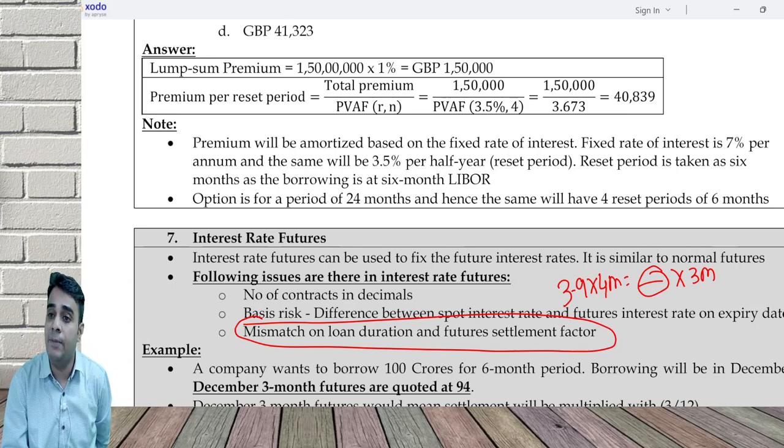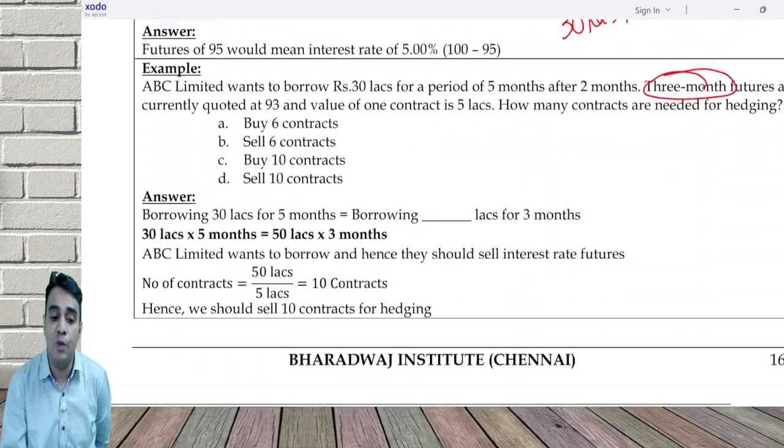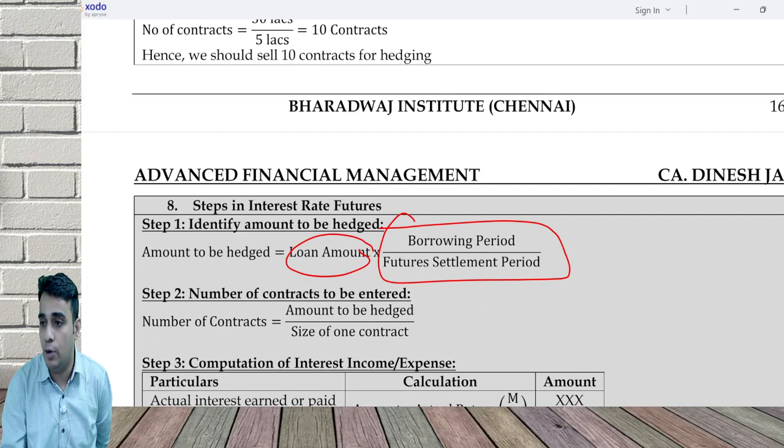How will the final settlement happen? The final settlement is you will borrow at the actual rate. You will end up borrowing at the actual rate and there will be a net settlement. What is net settlement? Date, position, action, reference date and amount.